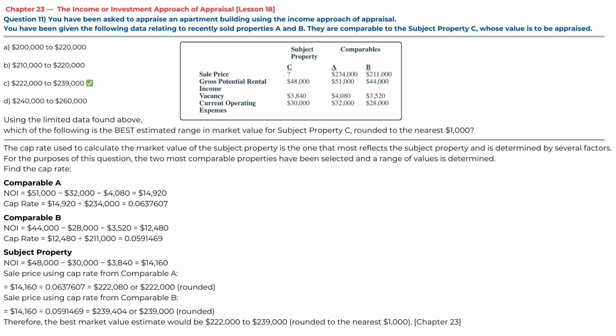Question 11. You have been asked to appraise an apartment building using the income approach of appraisal. You have been given the following data relating to recently sold properties A and B. They are comparable to the subject property C, whose value is to be appraised. Using the limited data found above, which of the following is the best estimated range in market value for subject property C, rounded to the nearest $1,000?